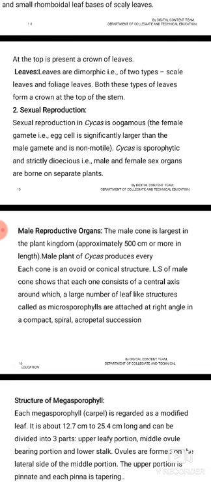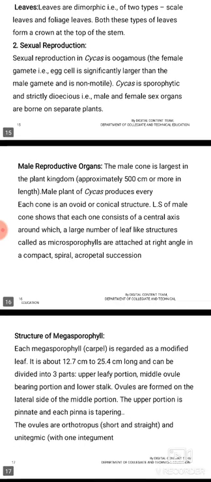Coming to the structure of the megasporophyll. Each megasporophyll or carpel is regarded as a modified leaf. It is about 12.7 cm to 25.4 cm long and can be divided into three parts, namely the upper leafy portion, the middle region bearing the ovules, and the lower region, the stalk. The upper region is sterile. It is known as apophysis.